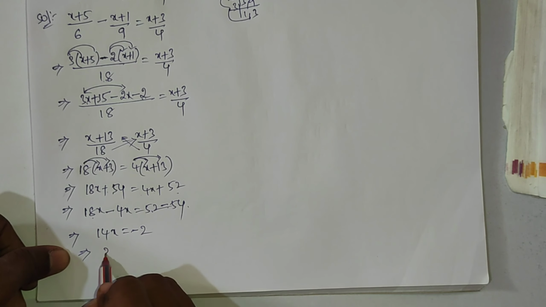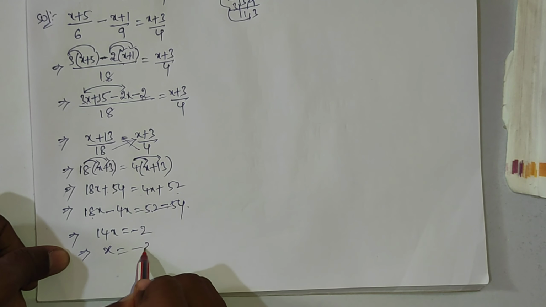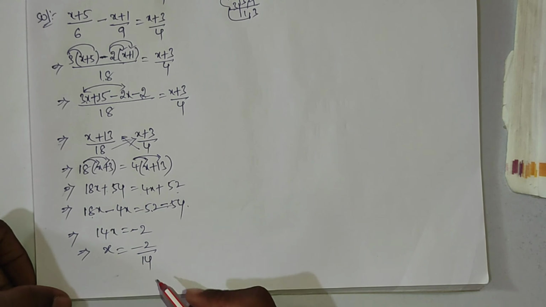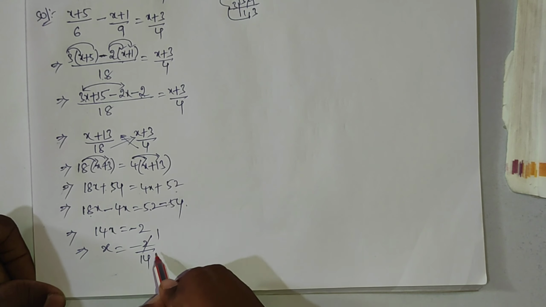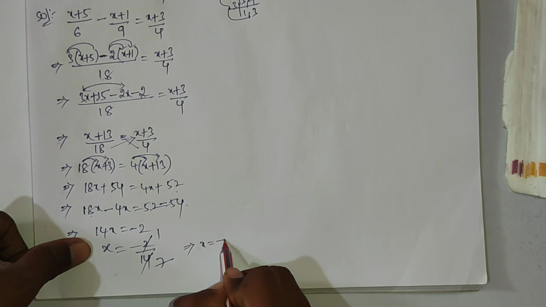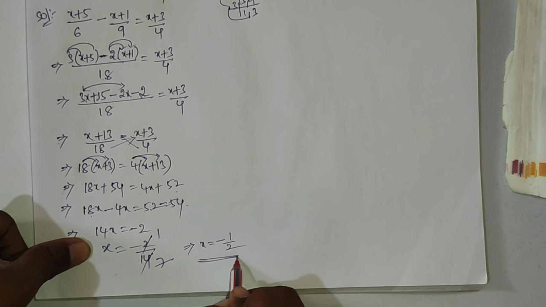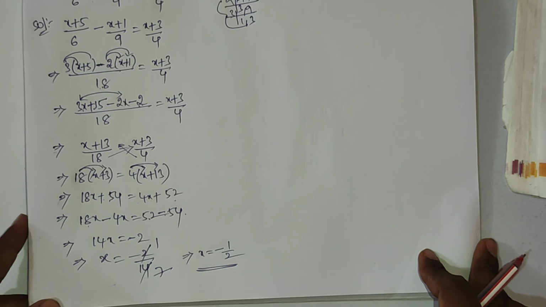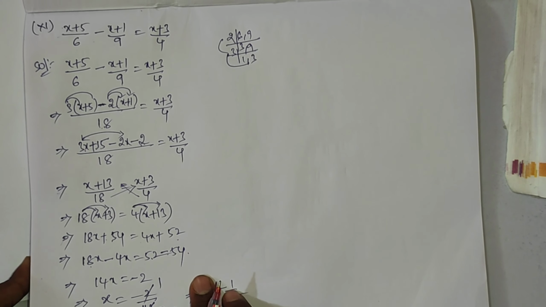We have to find the value of x here. x equals minus 2 by 14. We know that the multiplication becomes a division. Cancellation: 2 1s are 2 and 2 7s are 14. Then x is equal to what, the answer? Minus 1 by 2. x equals minus 1 by 2. This is about question number 11.